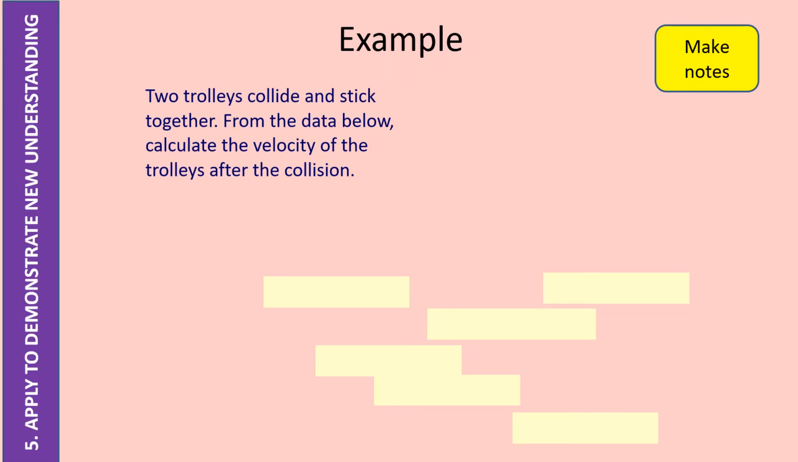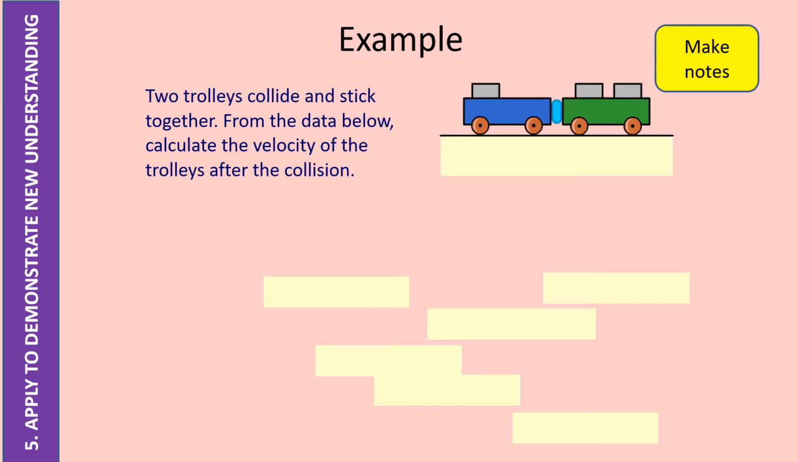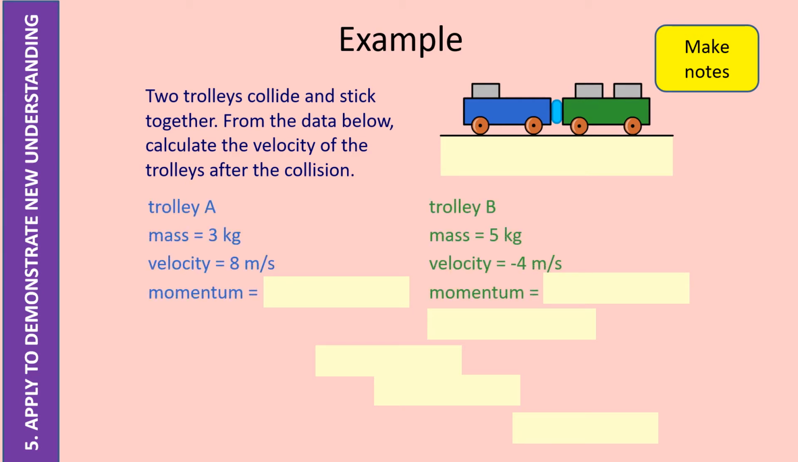The idea of conservation of momentum is easier to understand if we have an example. So let's have a look at these two trolleys, a blue one and a green one. What happens is they collide and they move off together. Now here's some information about the trolleys.